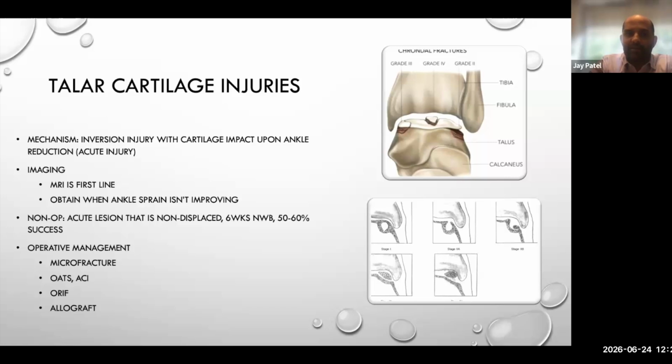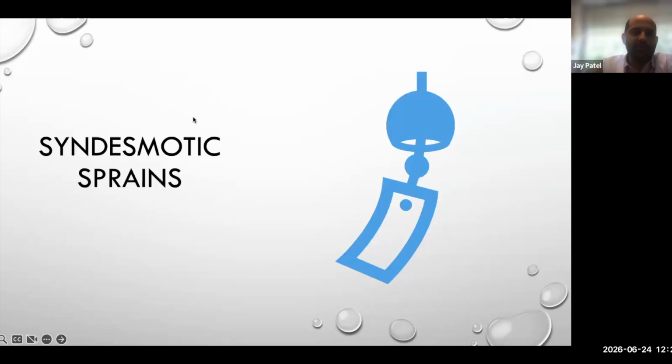Manage non-op early on, especially if they don't have any loose bodies. You can still manage them non-op, put them in a boot. You can make them non-weight bearing. Even though it says 50 to 60% success, I think it's a little bit better in my experience. And for operative treatment, there are many different options, whether it's microfracture, ORIF if there are large fragments, or allograft, autograft. I don't need to go into detail for the purpose of this talk, but those are certainly treatment options. Surgical management is more likely, particularly when they have cartilage injuries.